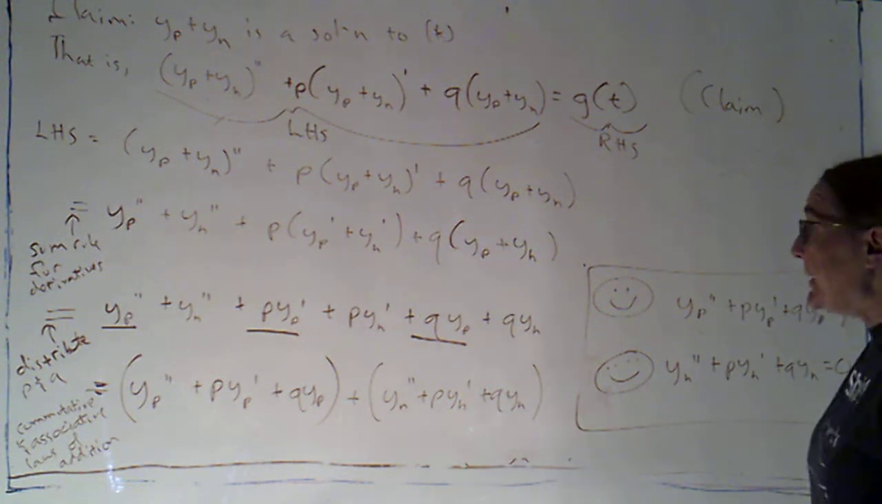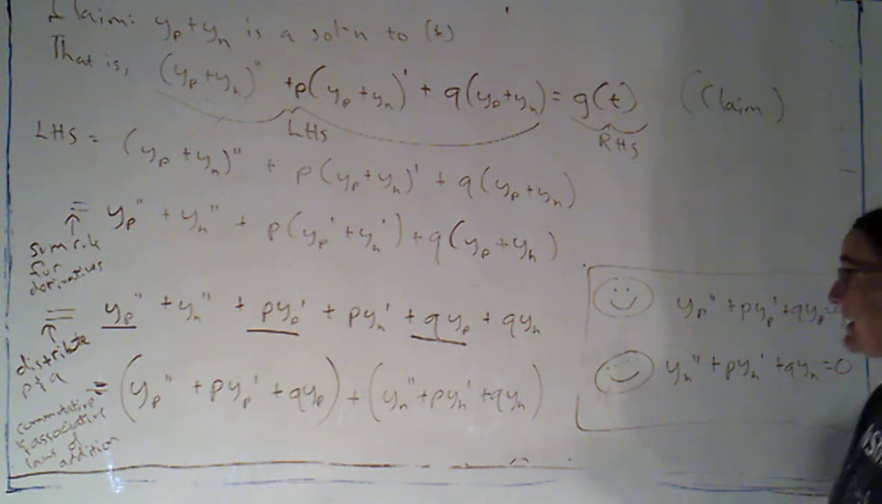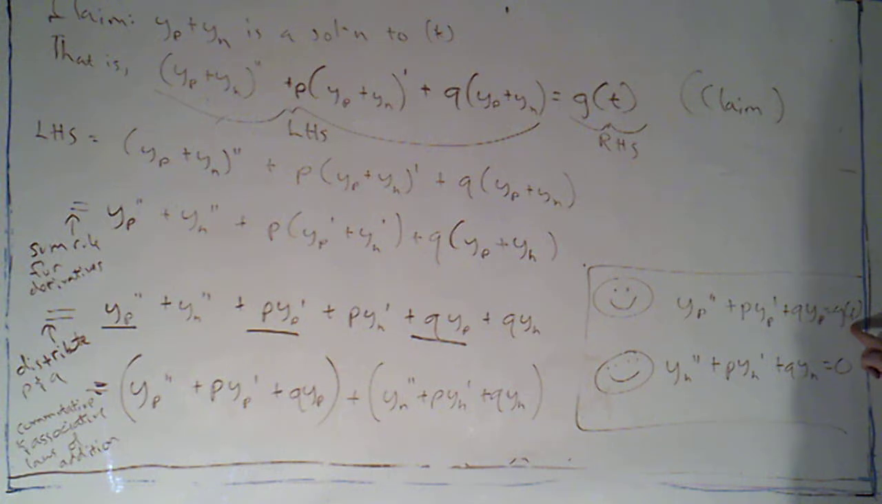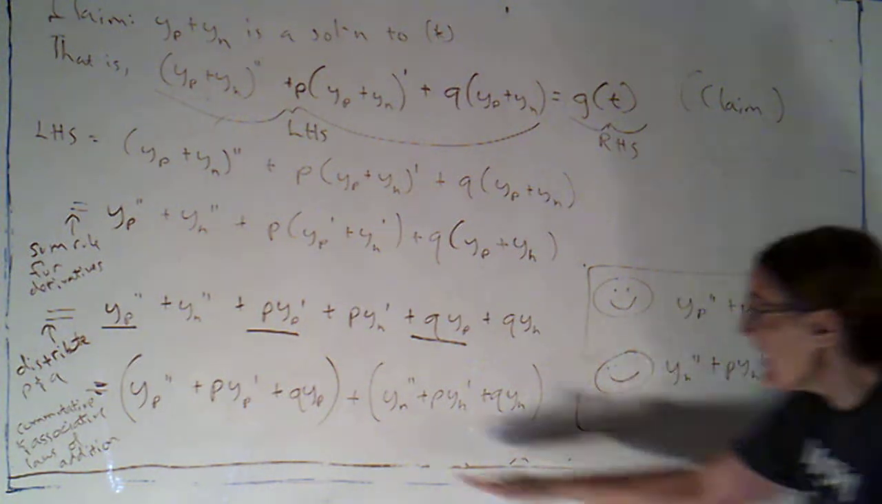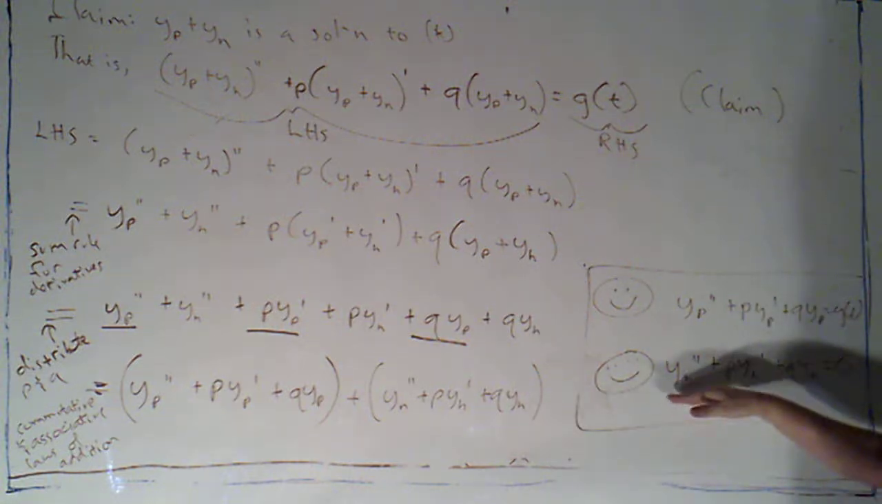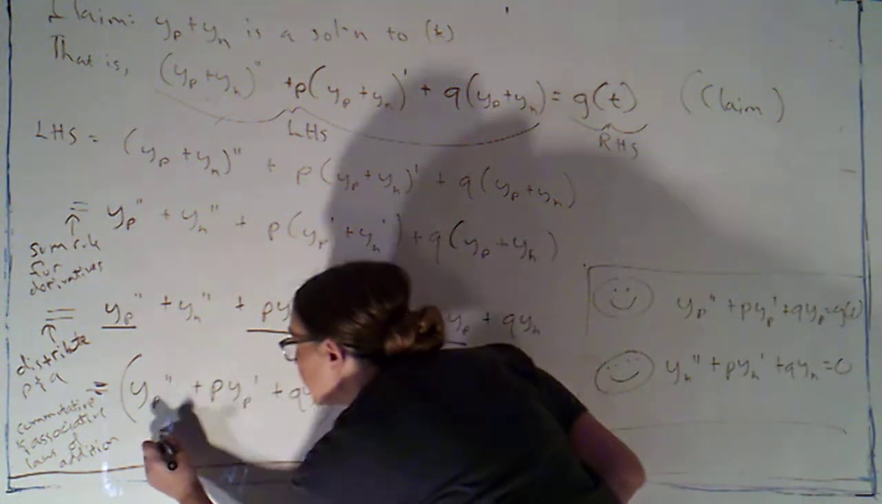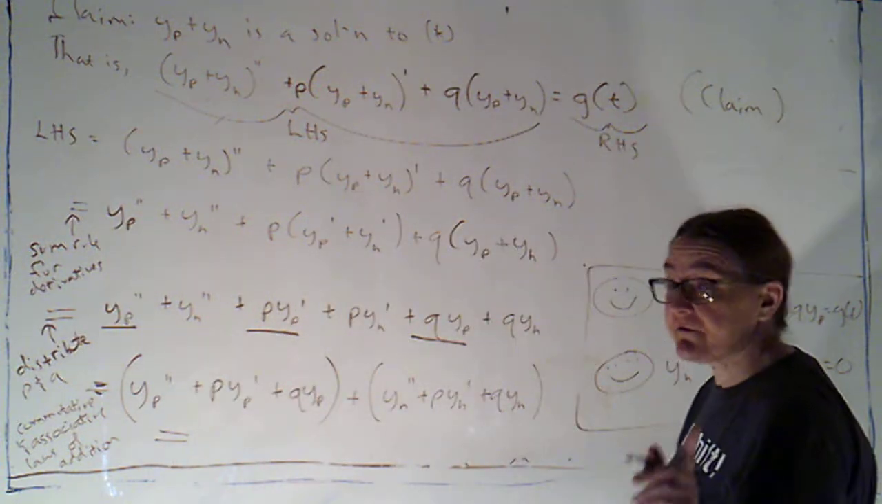Okay. But now, this is very exciting, because that, I happen to know, is equal to g of t. I know that by smiley face. And this, I happen to know, is equal to 0. I know that by monster. So this is the crux of the proof.